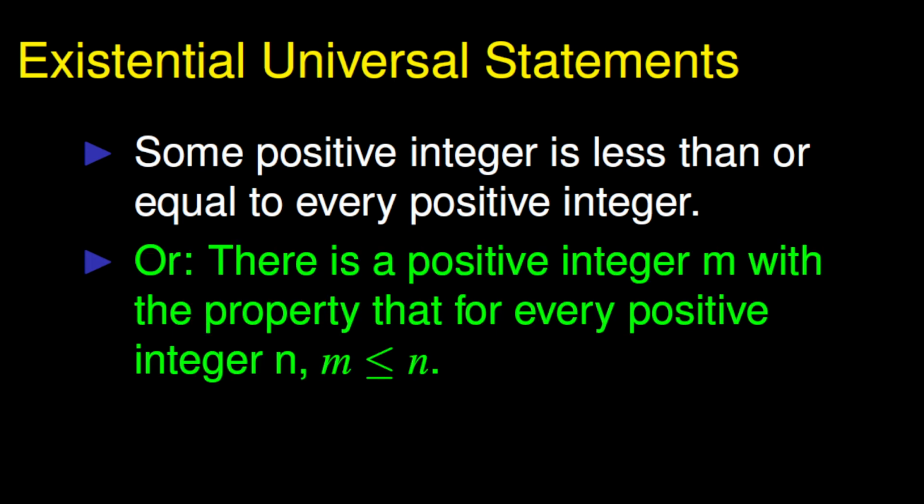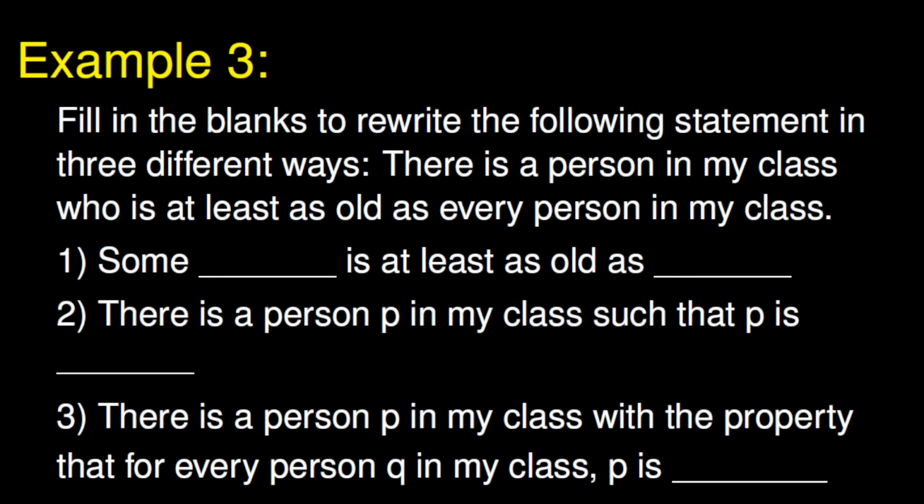Alternatively, we can also write it as follows: there is a positive integer m with the property that for every positive integer n, m is greater than or equal to n. In this third example, we are asked to fill in the blanks to rewrite the following statement in 3 different ways. There is a person in my class who is at least as old as every person in my class. In question 1, the statement is, some, blank, is at least as old as, blank. In question 2, the statement is, there is a person P in my class such that P is, blank. In question 3, the statement is, there is a person P in my class such that P is, blank.